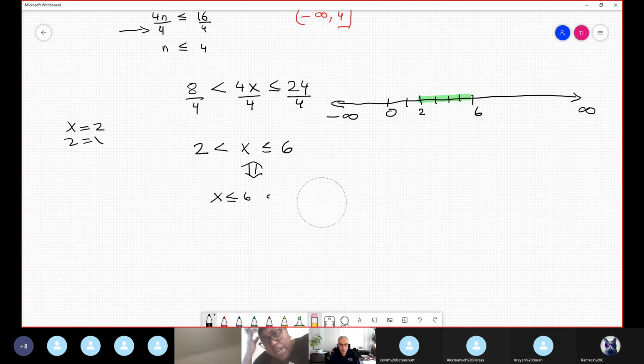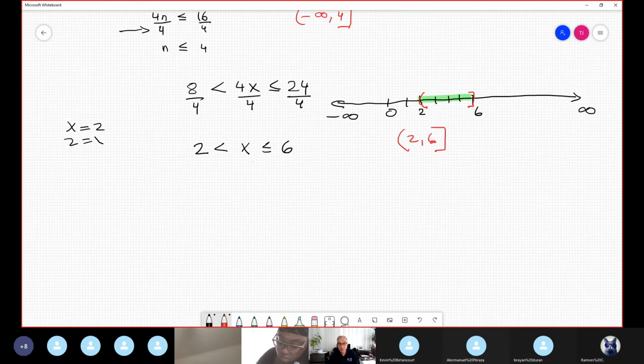So when we get ready to represent it on the number line, since we already got that range, how do we write it as far as putting it in parentheses or brackets? This is a parenthesis and this is a bracket. Because our solution includes 6, however 2 no. So in interval notation it is parenthesis 2, 6 bracket. Interval notation.